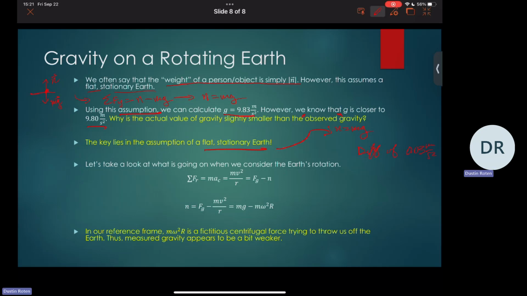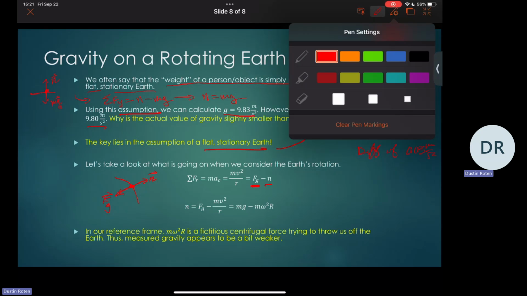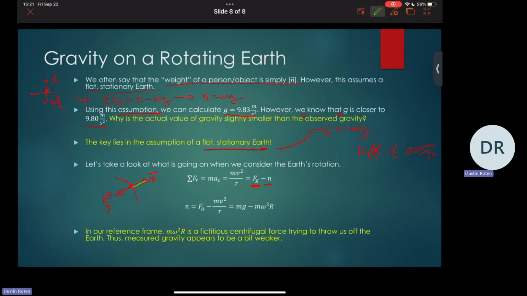Well, first let's just think about this in terms of the forces. We're on a rotating Earth. So we have gravity pointing in. That's going to be positive, pointing into the circle. But then we also have our normal force pointing away. That's going to be negative, pointing out of the circle. And just for good measure, I'll switch colors. So we have normal force pointing away.